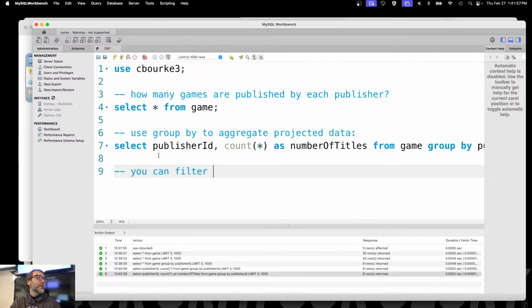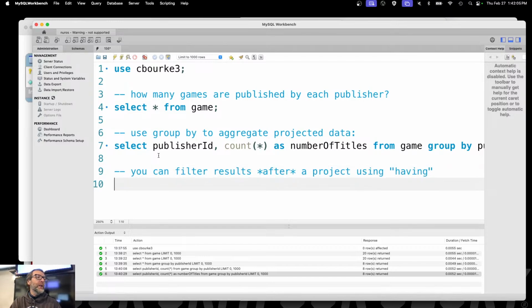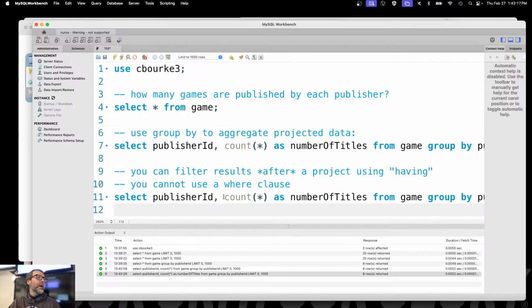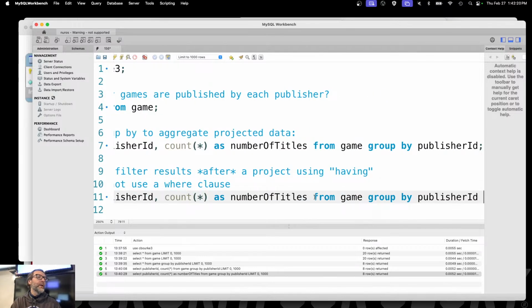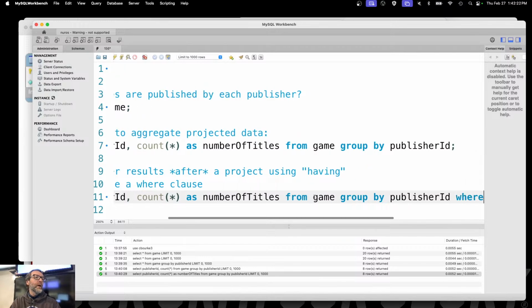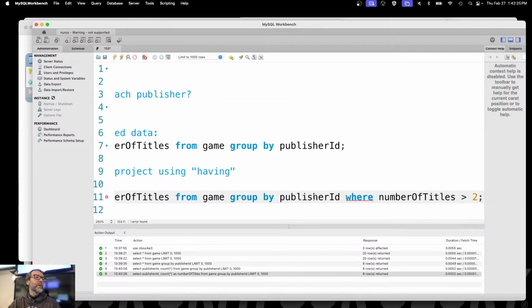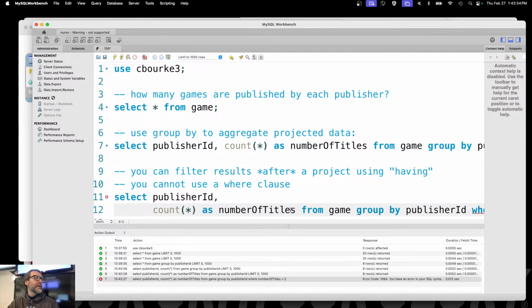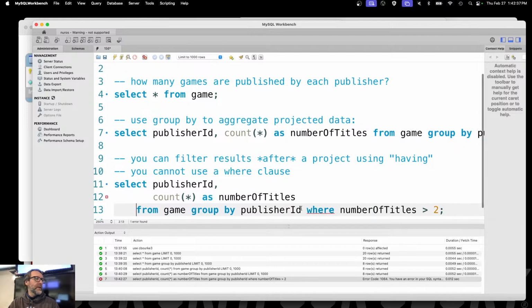You can filter results after a projection using having. You cannot use a where clause. So let's try first of all. Select everything. For example, I want only the publishers with the number of titles greater than 2. Where number of titles is greater than 2. If I try to execute that, of course, it's not even going to work because it's bad syntax. Let me break that up into multiple lines here, and go to the next line there, just so that we can read it all.